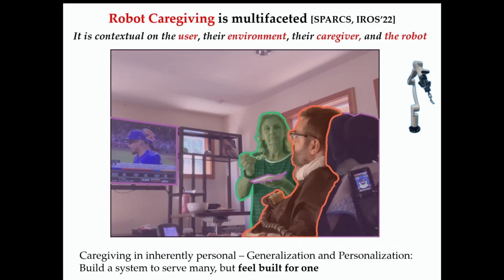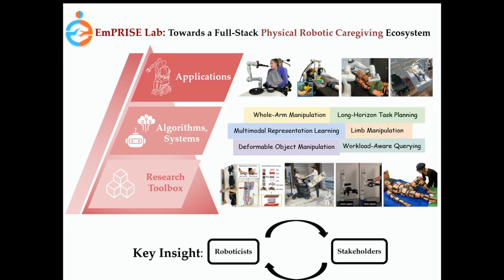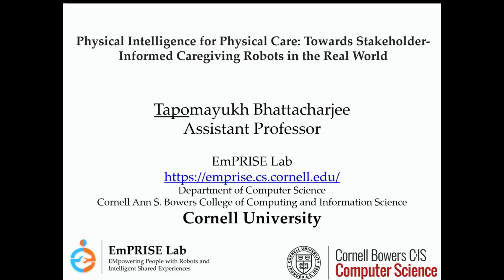Again, caregiving is very contextual. Even if you don't remember anything from my talk, this is the key thing that is important. As roboticists and computer scientists, many times we even try to invent problems that may not actually be needed. That's where connecting with stakeholders matters; I have weekly meetings with occupational therapists. It's very important. And that's it for my talk. Thank you.